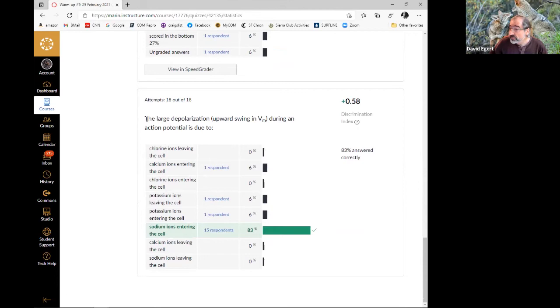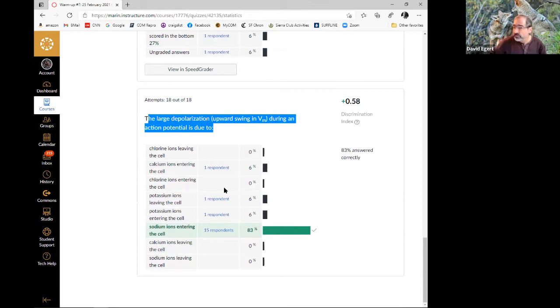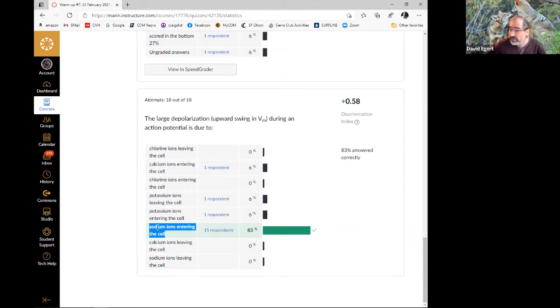This one, the large depolarization, the upward swing in membrane voltage during an action potential, is due to, and most people got this, remember those fast voltage-gated sodium channels open and sodium rushes in, and that is bringing the voltage on the membrane close to the equilibrium potential for sodium. So it's sodium rushing in that creates the upward part of the spike of the action potential.